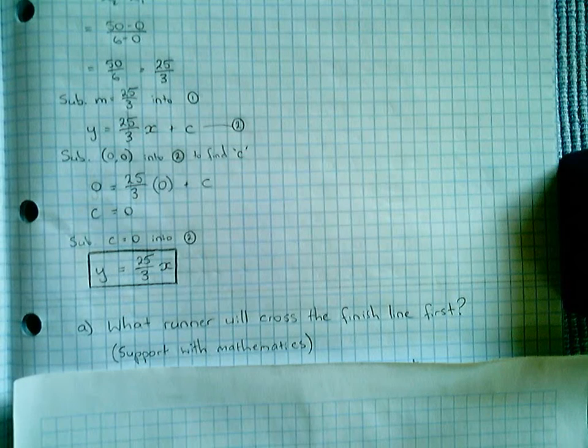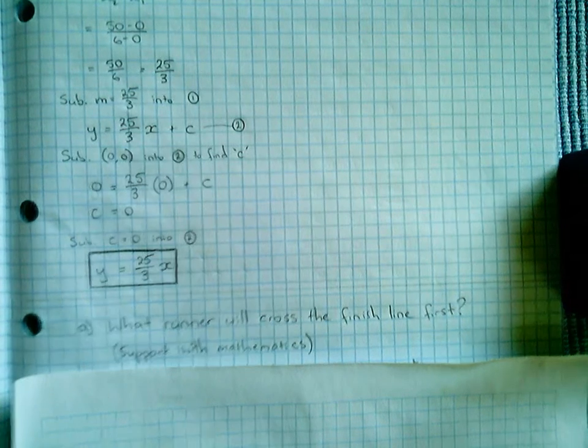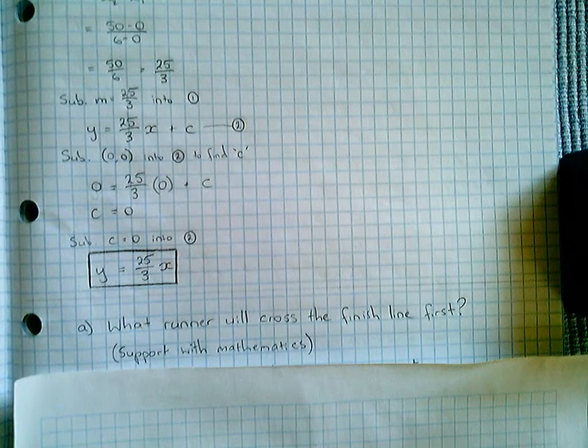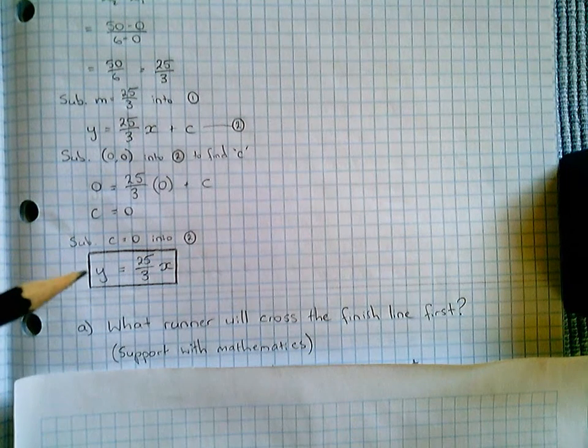The first question was asking what runner will cross the finish line first. Now once we got these functions, we can pretty much do what we want, and we'll probably be able to answer most questions that are asked. So that's why I've gone and found those functions first. Now what I'm then going to do to answer this particular question is I'm going to substitute the finish line into all of the equations.